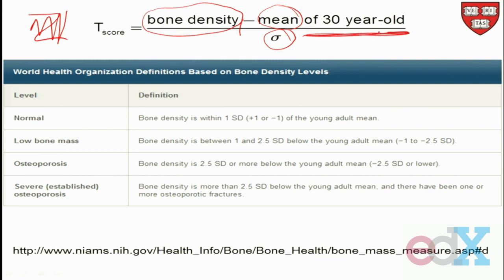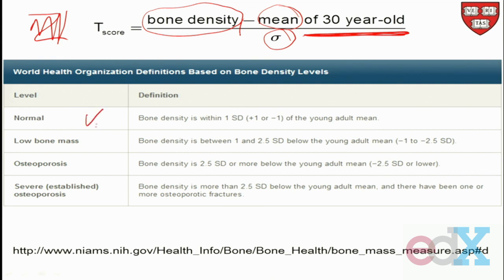What they've done here is subtract the mean of a 30-year-old. So, for example, if we're dealing with women, this is the mean bone density for a typical healthy 30-year-old woman. And then they come up with a T-score that way. Now, why are they doing this?